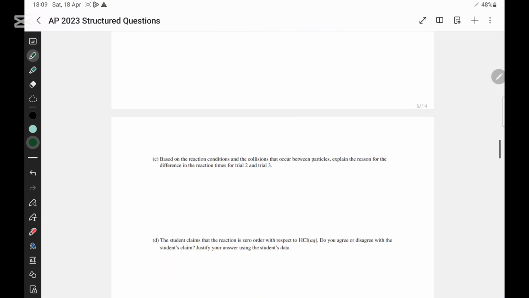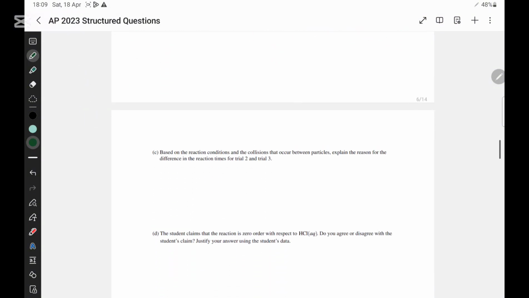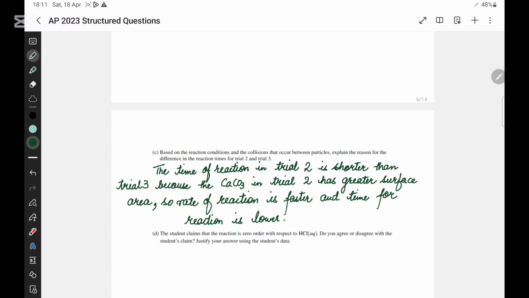So how we can write here is that the time of reaction in trial 2 is shorter than trial 3, because the calcium carbonate in trial 2 has greater surface area, so rate of reaction is faster and time for reaction is lower.